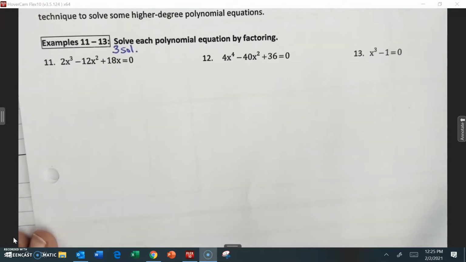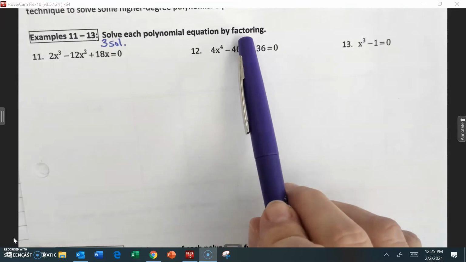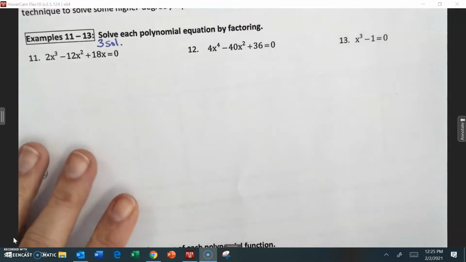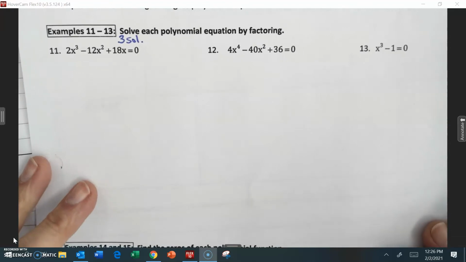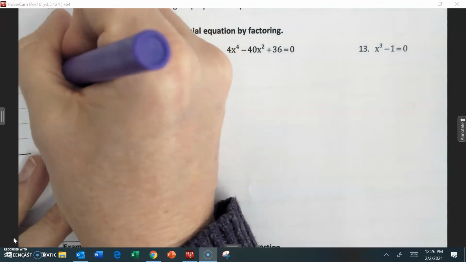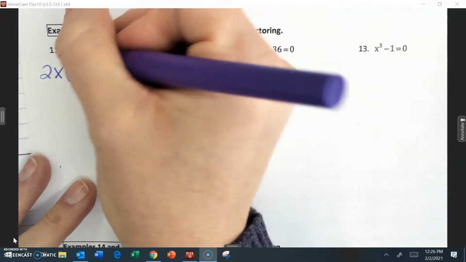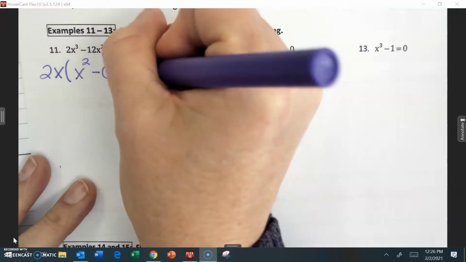So the number one way that we're going to start solving is by factoring. So the first thing we're going to look for is a GCF, that greatest common factor, and sure enough, I hope you see that the greatest common factor is a 2x. So when you factor out a 2x from each term, you are left with x squared minus 6x plus 9.